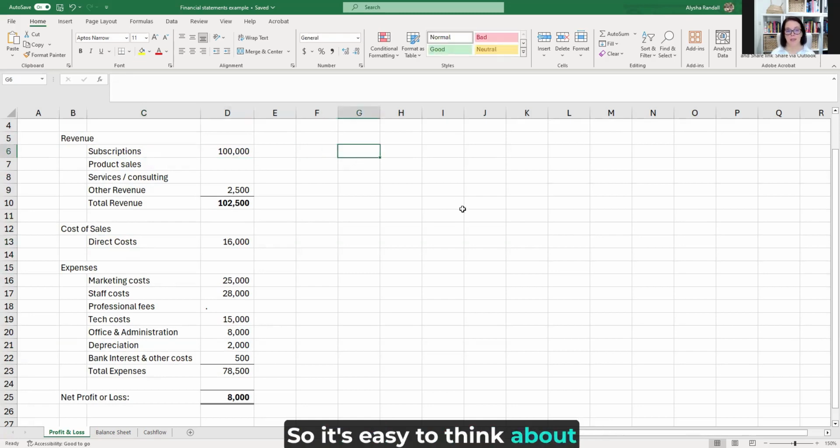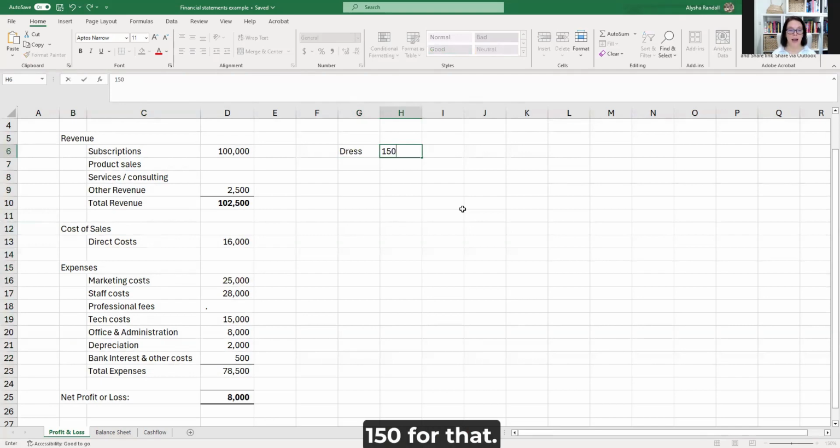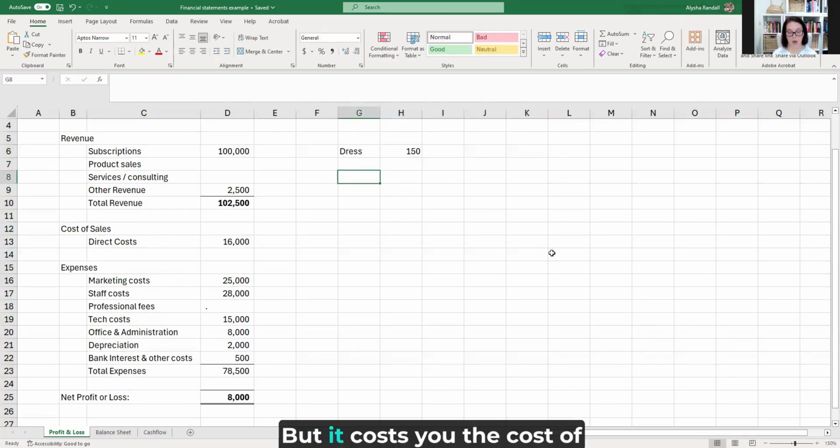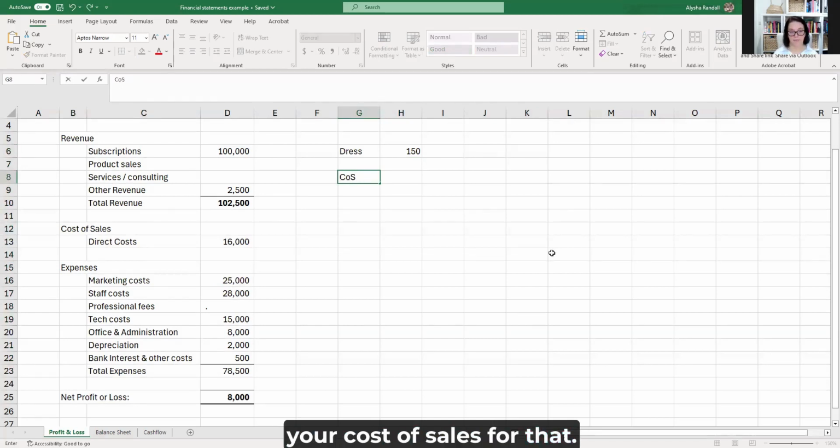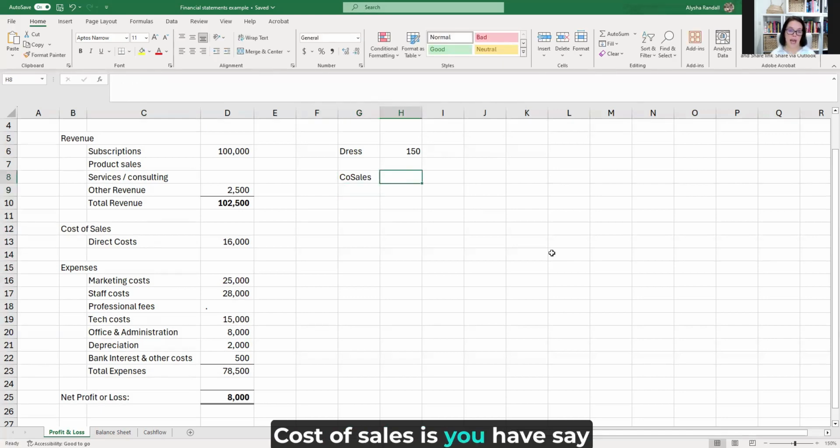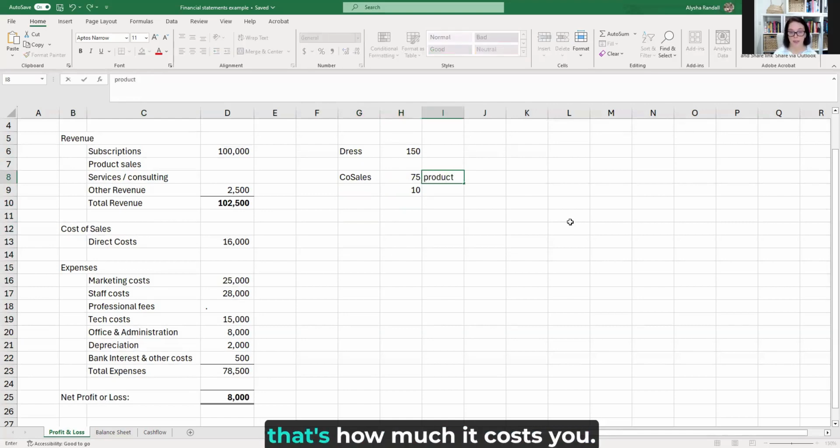It's easy to think about that with a product. Say, for example, you're selling a dress online, and the consumer is paying $150 for that. Say it costs you $50 to actually produce the dress or buy the dress from a wholesaler. Let's make it a bit higher, and then it costs you another $75 or pounds to buy it. So that's actually the product. That's how much it costs you.